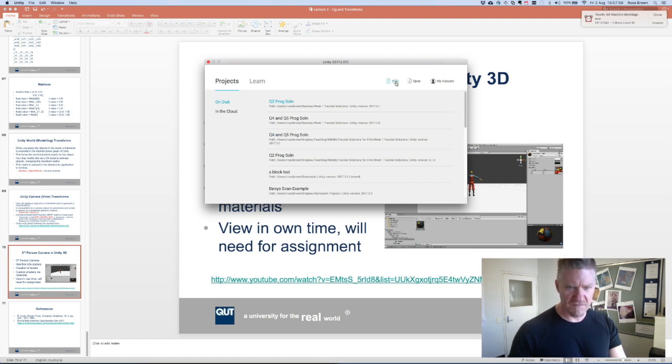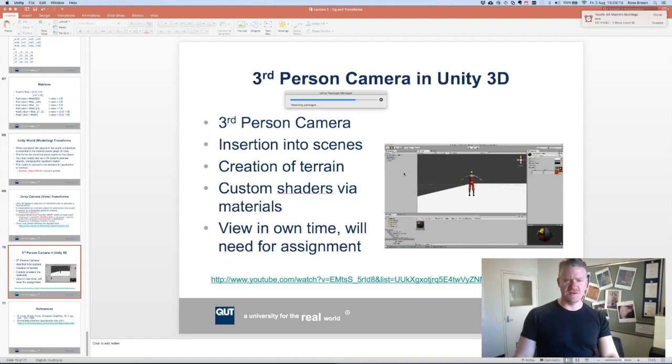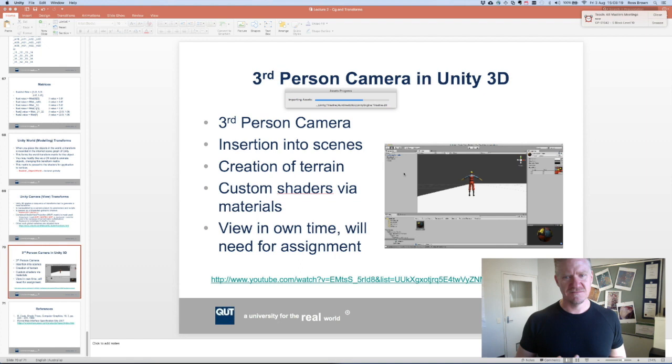So let's create a new project. Let's call it Lecture 2 Third Person Cam, because we can. Alright, let's create a project. So this is just the standard Unity objects that you can get.